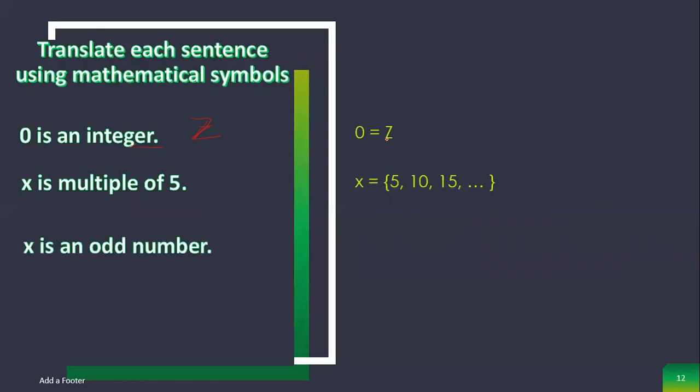Next, x is an odd number. So what are the odd numbers? We have 1, 3, 5, 7, 9, 11, and so on. So it looks like this: 1, 3, 5, and so on.